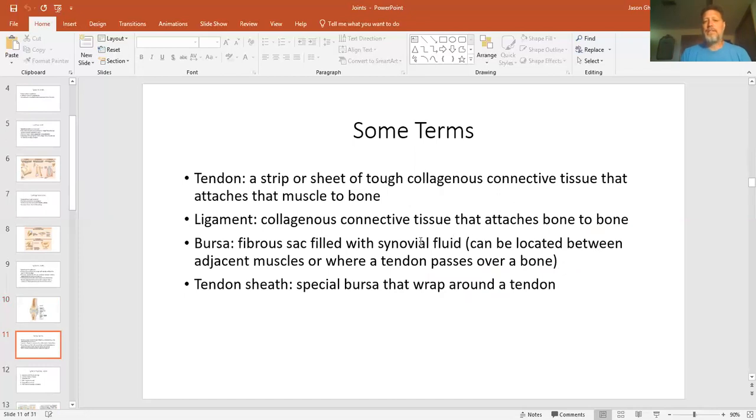Then we have a bursa, and that's that fluid-filled sac on the inside. These kind of act like ball bearings, they'll roll to reduce friction. A tendon sheath is basically a bursa that instead of being like a ball inside of a joint, these wrap around tendons to prevent friction from happening on them. They'll roll on the tendons. You'll see the pictures coming up.